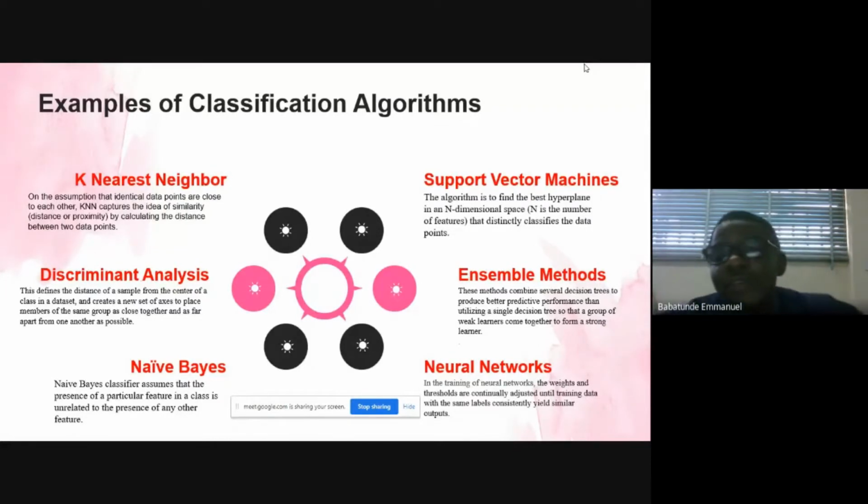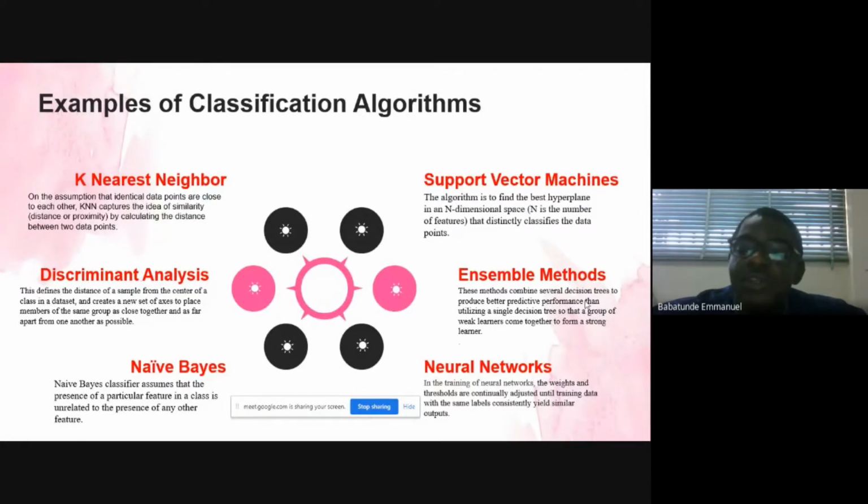Now let's move on to support vector machines. This algorithm is most efficient when you are dealing with high-dimensional data space. It helps to find the best hyperplane that can help you classify your clusters into their various classes efficiently. And ensemble methods take advantage of combinations of learners, weak learners, and combine them to obtain a very strong learner that can be used to make an efficient or improved performance prediction.